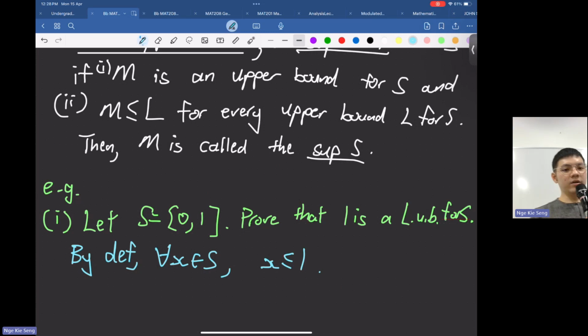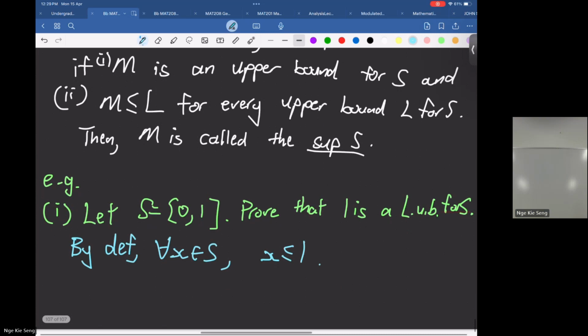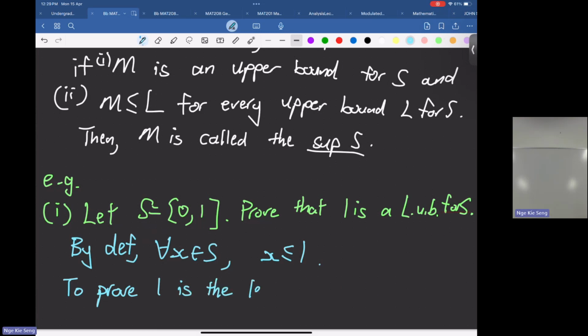It is smaller than all the other upper bounds. In other words, what does that mean? Anything below it, any number below 1, cannot be an upper bound. Okay. So we need to prove that 1 is the least upper bound.